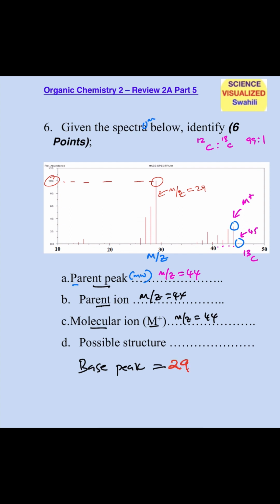And then the possible structure. We know that the molecular weight is 44. If you look at the fragmentation pattern, you'll see that we have 15. That's usually CH3, because carbon is 12 plus 3 hydrogens, that gives you 15. And then we also have 29, which is CH3CH2, so 15 plus 14. And then the next one is 44. The difference between 44 and 29 is actually 15, so that means you just add a CH3. So the structure will be CH3CH2CH3.